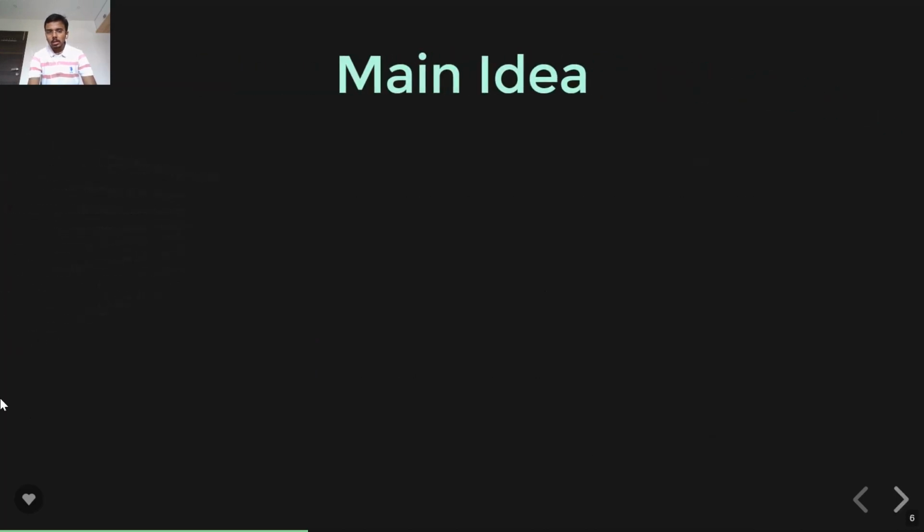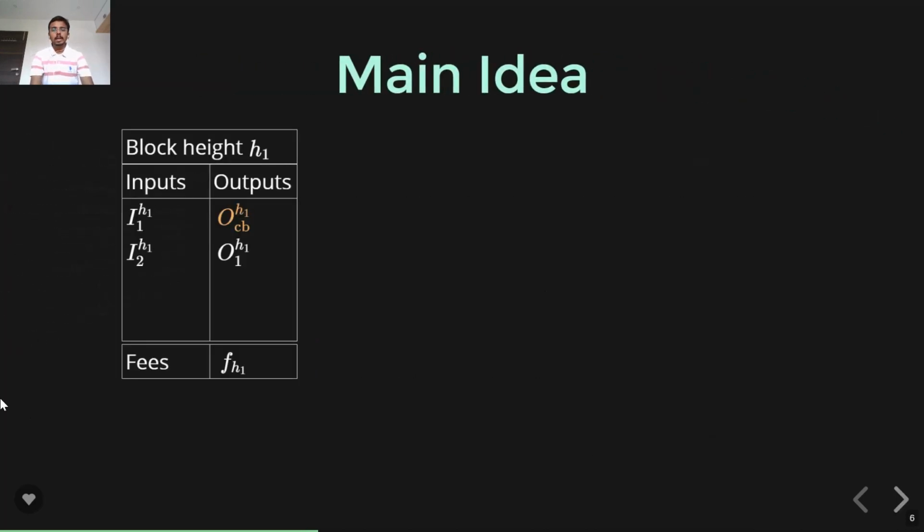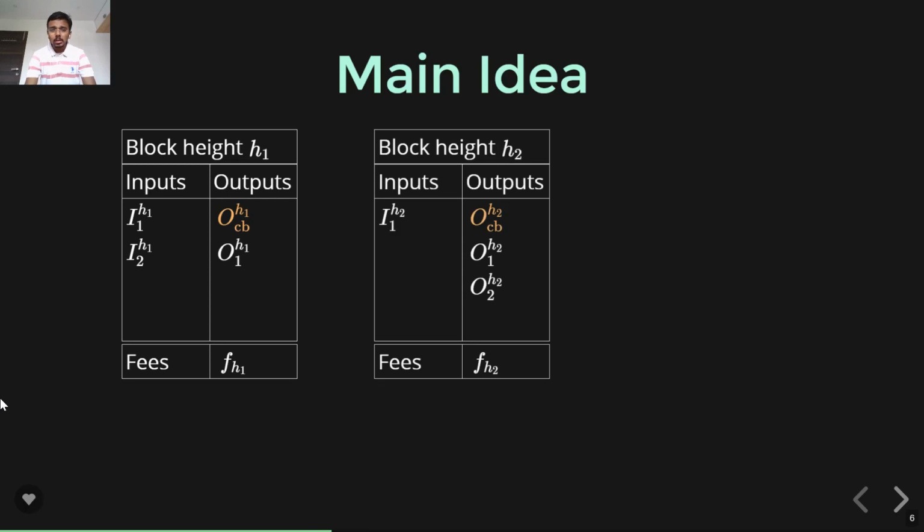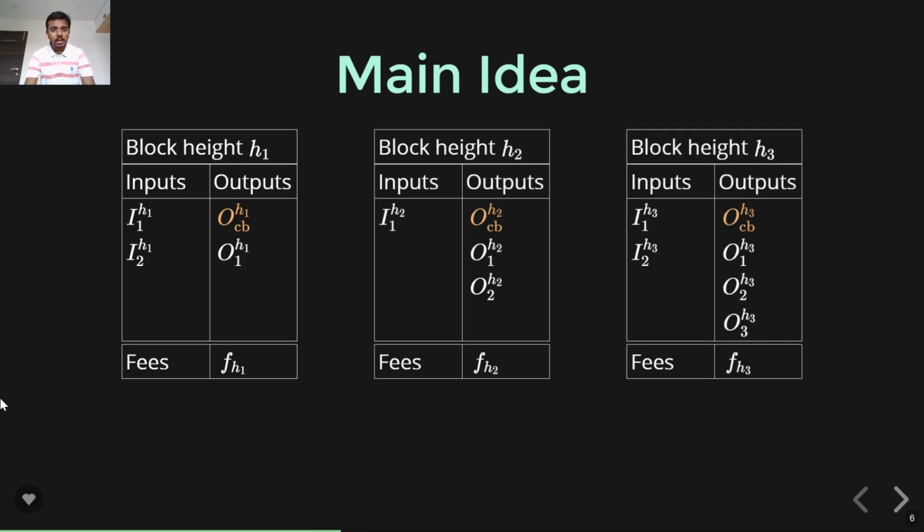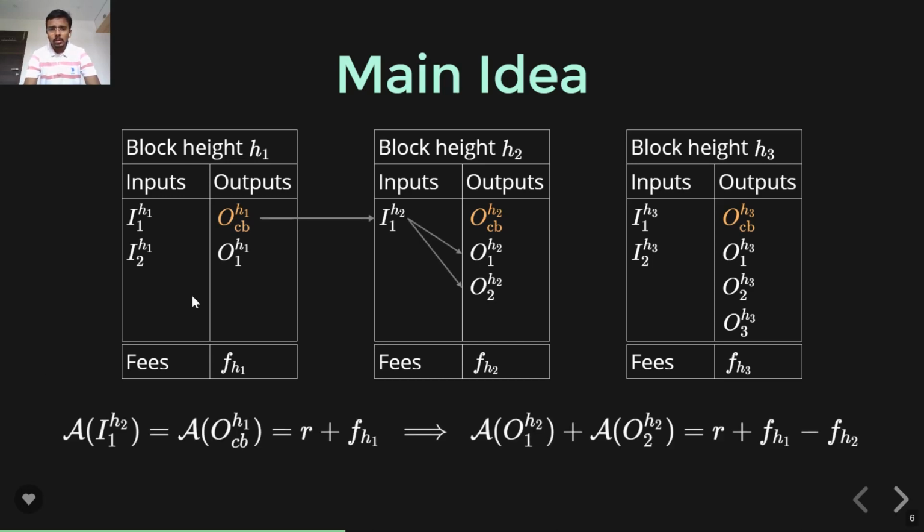Moving on. So the idea we are trying to explore here is that even though Pedersen commitments are perfectly hiding, can the transaction structure in Grin reveal any information about the amounts? So let's say we have three blocks at block heights h1, h2, h3, and of course they have some inputs and outputs and fees. So now let's say the Coinbase output in block h1 is spent in block h2.